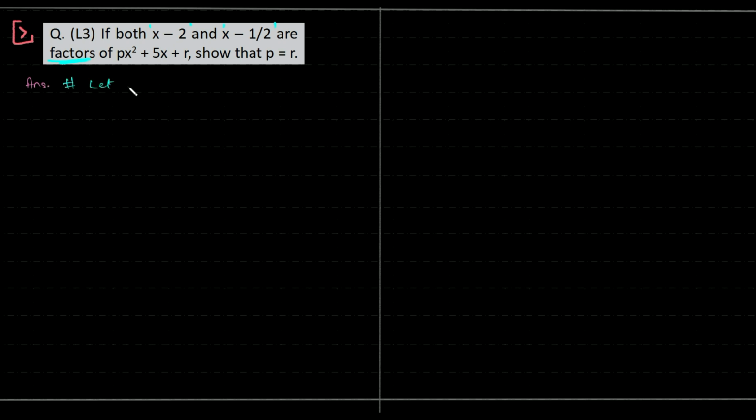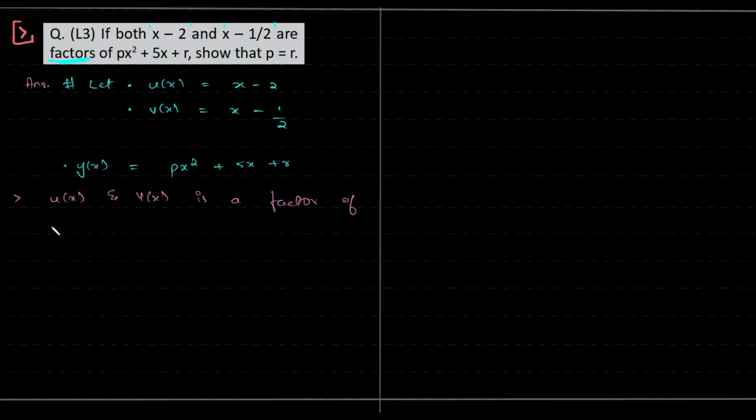Let me call u of x equal to x minus 2 and v of x equal to x minus half. So we have u and v. Next, p of x is equal to p x square plus 5x plus r. Okay, all this is given, and u of x and v of x are factors of p of x. Okay guys, these are all the things that are given.